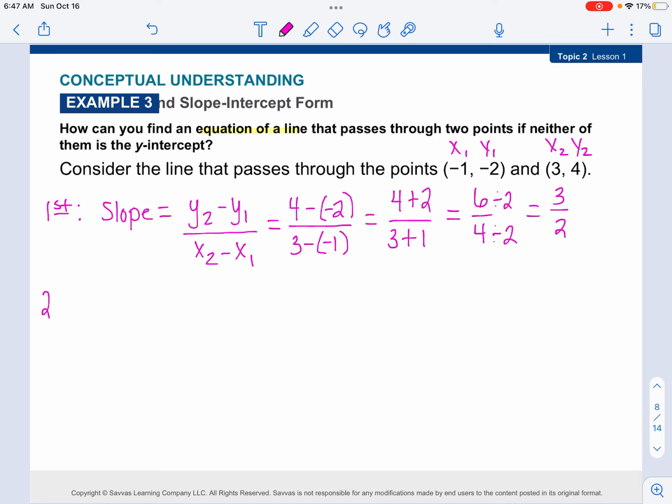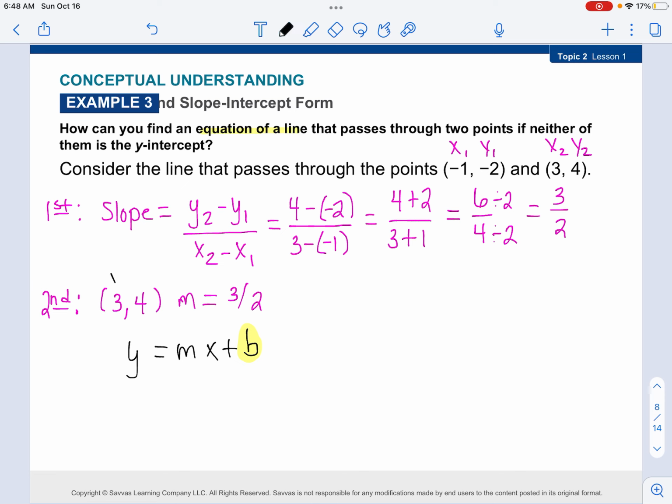The second part is a little tricky. I need one of the points. I'm going to use the positive point. And I need the slope. I am going to plug them in to the slope-intercept form of the equation. And then I'm going to solve for b to figure out what my y-intercept is.